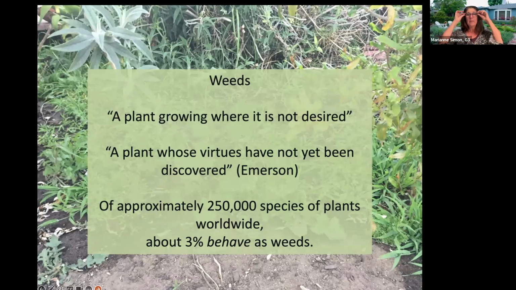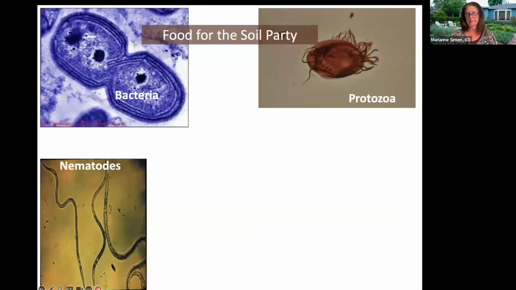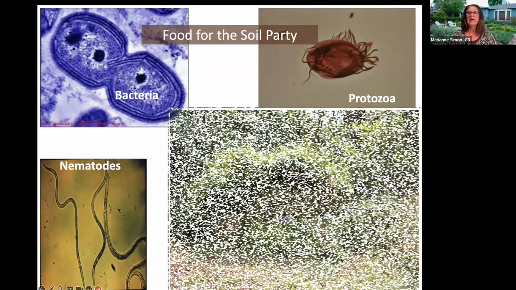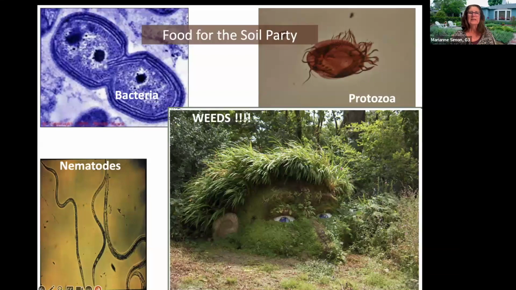Weeds, similar to pests, are a plant growing where it is not desired, a plant whose virtues have not yet been discovered. And again, of approximately 250,000 species of plants, only 3% behave as weeds. Weeds have a key place when we talk about the health of the soil. There is this universe happening beneath the soil. We've got bacteria, we've got protozoa, we've got nematodes. They eat each other as they release their waste that provides nutrients for the soil.